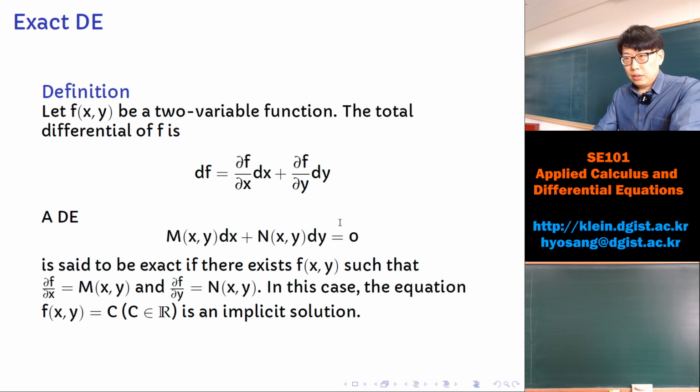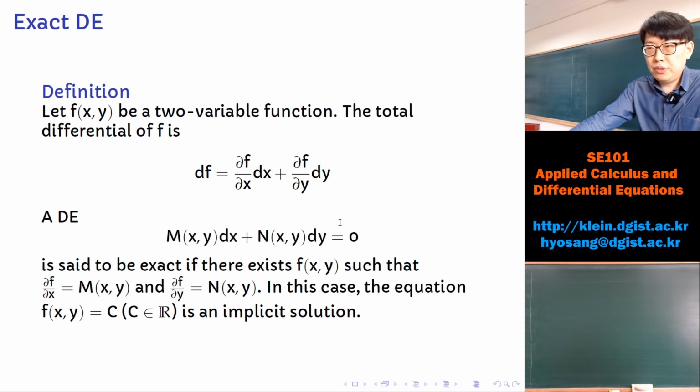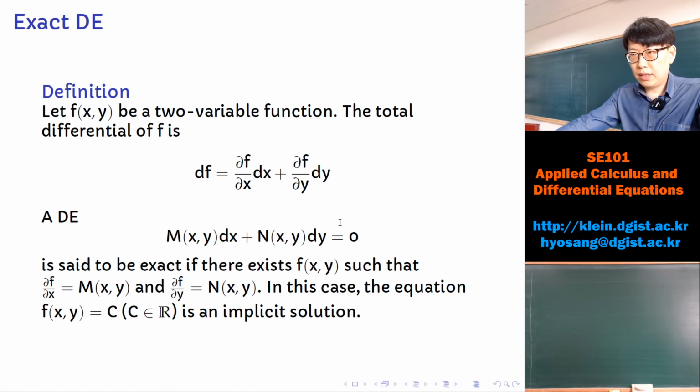Let me read a definition of exact differential equation. Let f(x, y) be a two-variable function. So this is a function of two variables. We have x and y, both independent variables. Usually we have y as a dependent variable of x, but here we have a formula which depends on both x and y.